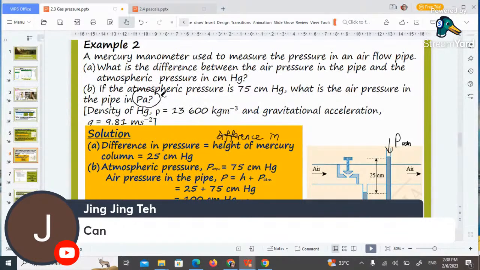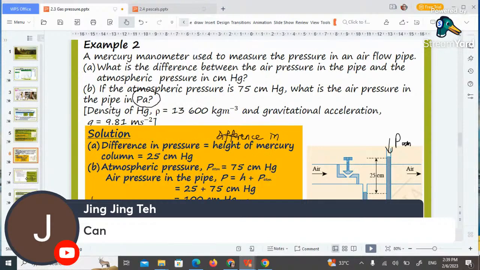They want you to state in Pascal, so you apply the formula H rho G. In this case, H equals 100 cm, changed to meter is 1 meter. So 1 times density of mercury times G, and we get 1.33 times 10 power 5 Pascal. Okay, for this case. Any question, write in chat.